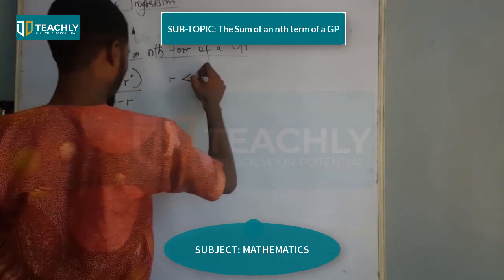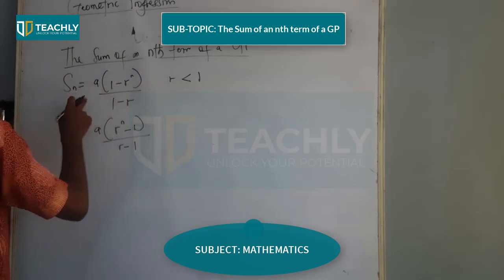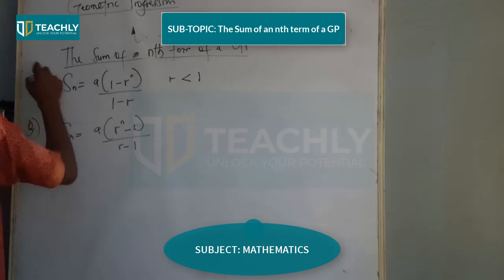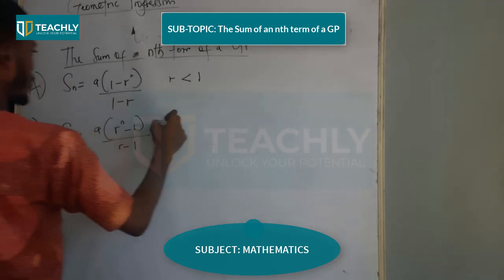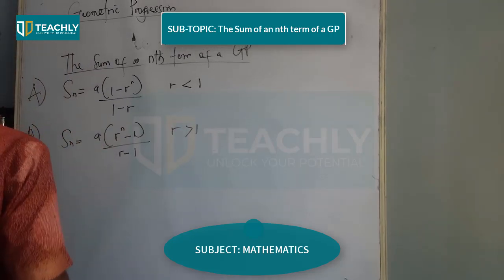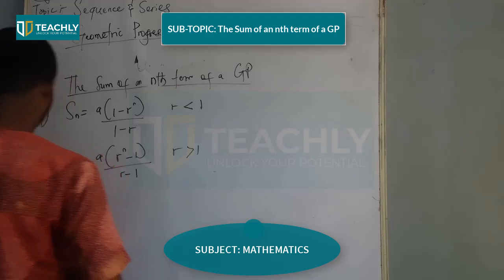When r is less than 1, we use the first one. Let me note that's A, this is B. While in the second one, we use it when r is greater than 1. So let's see some examples and let's see how we can tackle them.